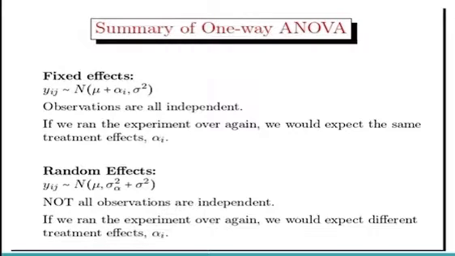Then what about the variance? In the fixed effect, the variance is sigma squared. But in the random effect, the variance is sigma squared alpha plus sigma squared. Take a look at that. In the fixed effect, observations are all independent. In the random effect, not all observations are independent, and that is the reason why we're calculating covariance. That is the reason why we're calculating intraclass correlation.